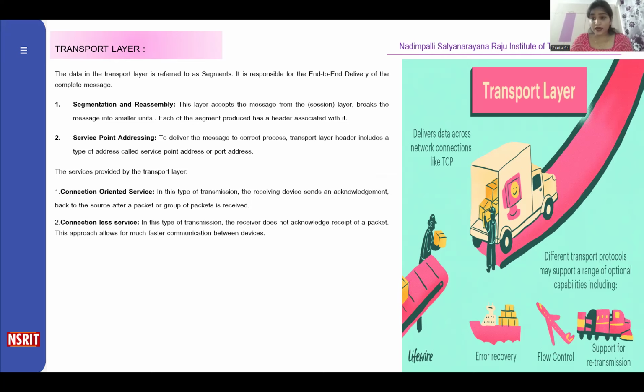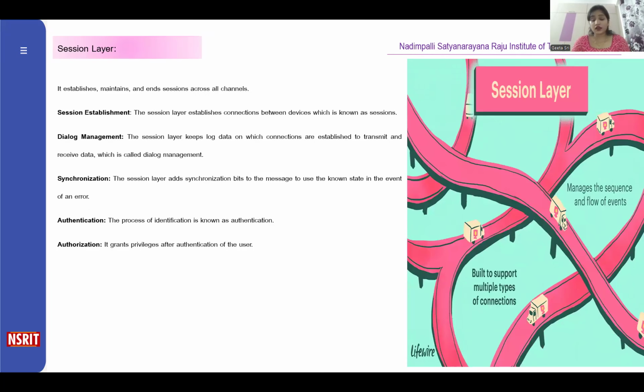The main services provided by the transport layer are connection-oriented service and connectionless service. Next one is the session layer. The session layer is mainly responsible for establishing, maintaining, and ending sessions across all the channels. It also manages the sequence of the data that should be transmitted across the network. Session establishment, I already said, is establishing the connection between two devices.